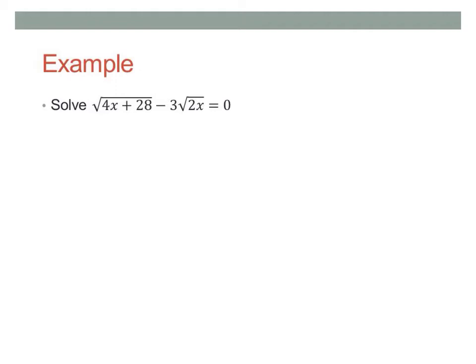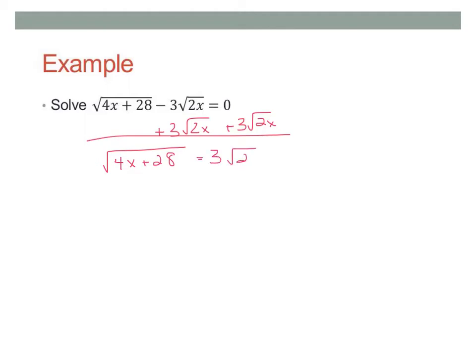Okay, so what happens if you have two radical expressions? Well, we're really going to hope they're the same index, so these are both square roots. We do need to get one on each side. That's going to be the best bet here. So let's go ahead and move this one to the other side so that they're both positive, because they'll be easier to work with. So we have the square root of 4x plus 28 equals 3 square root of 2x.